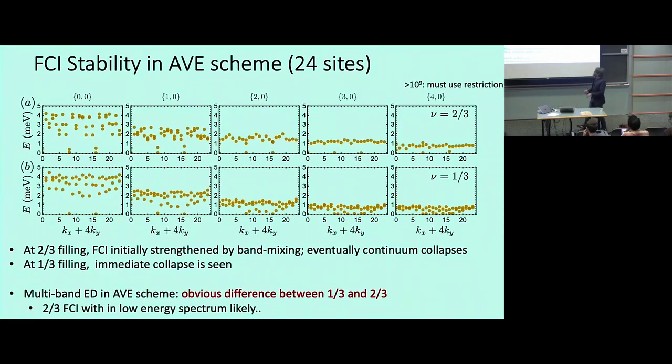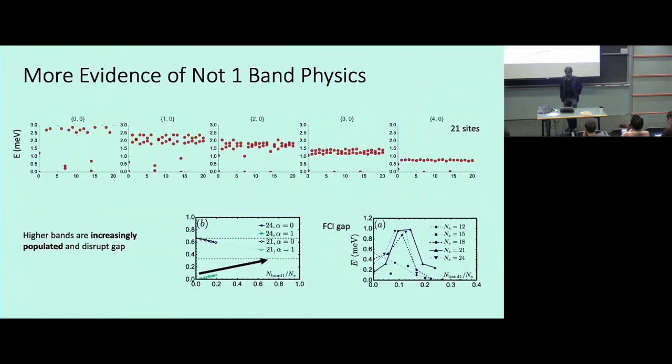Now, one thing you do see is a difference between 1/3 and 2/3 as you add, in this average scheme, where Moiré is important, as you add fluctuations into the other bands, the 2/3 state first increases in strength and then loses out, collapses, whereas the 1/3 state immediately collapses. Last slide, sorry to go here.